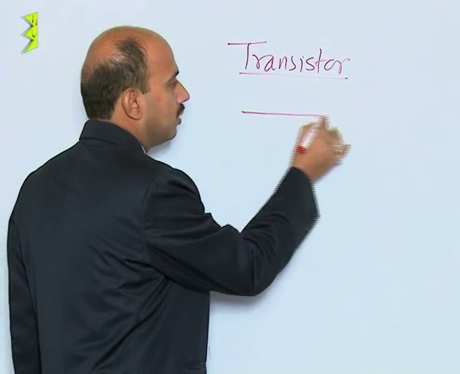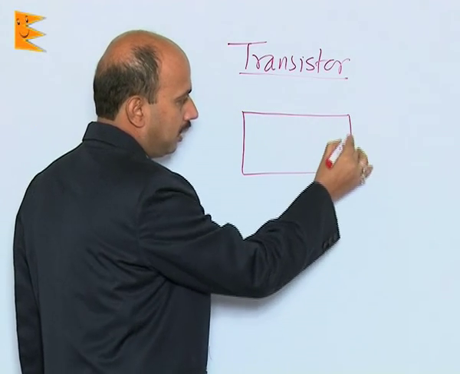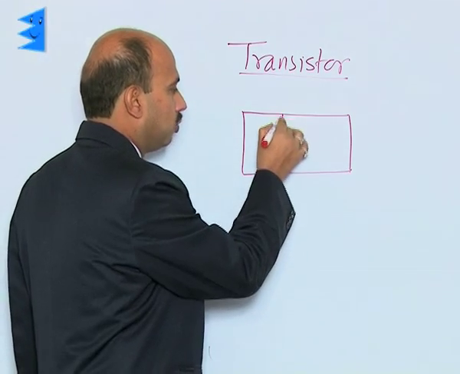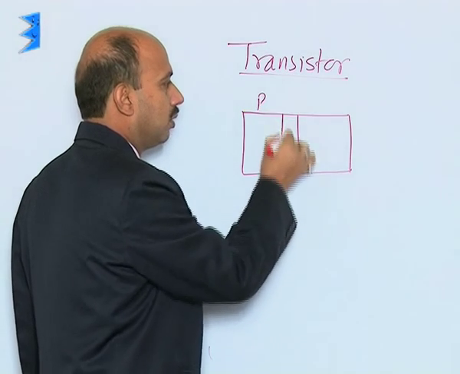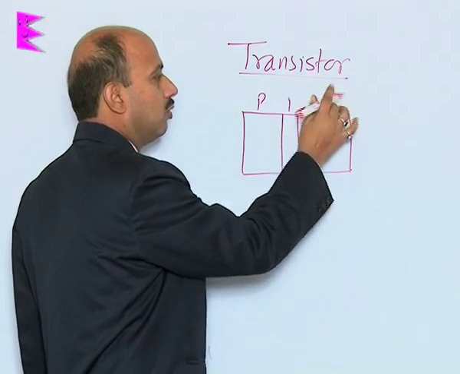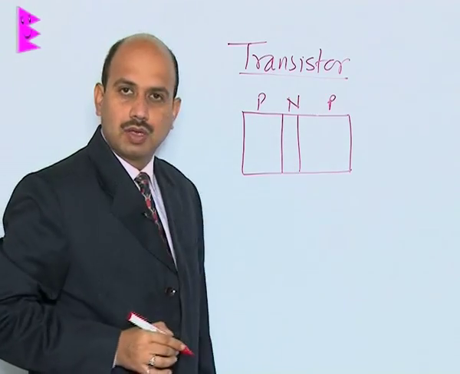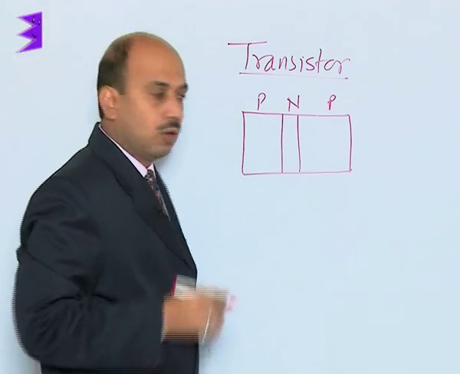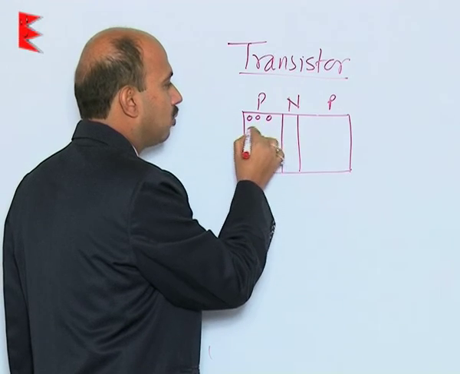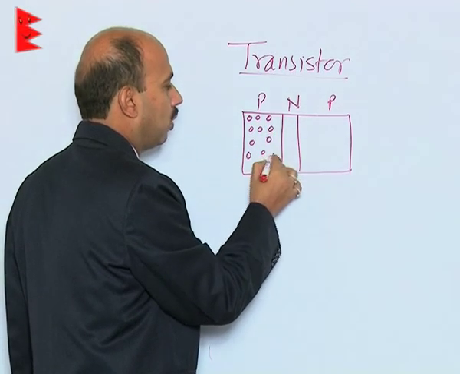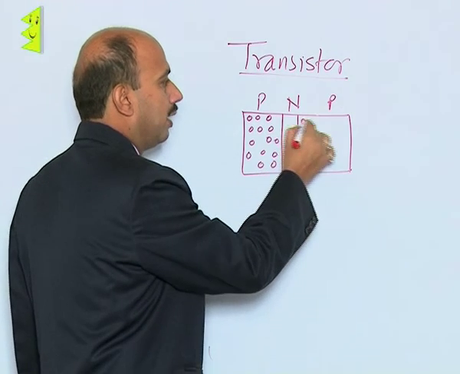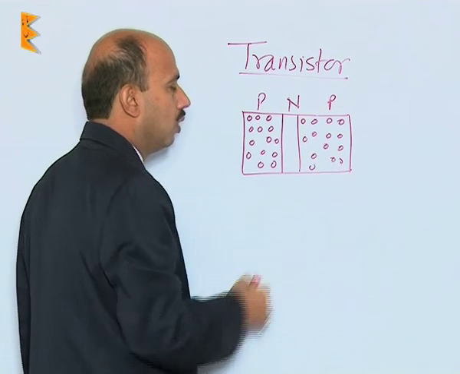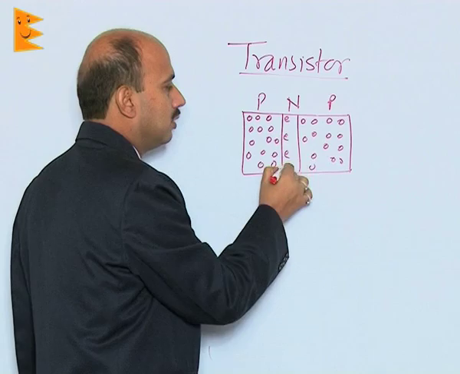So take the first one, suppose I have taken here silicon, a semiconductor, and here one side is P. So this one is the P side, this one is the N side, this one is also P, and this is N. So one N type semiconductor is sandwiched between two P type semiconductors. We know the P type semiconductors have majority carriers as holes, and here also holes. Now there are electrons at this junction.